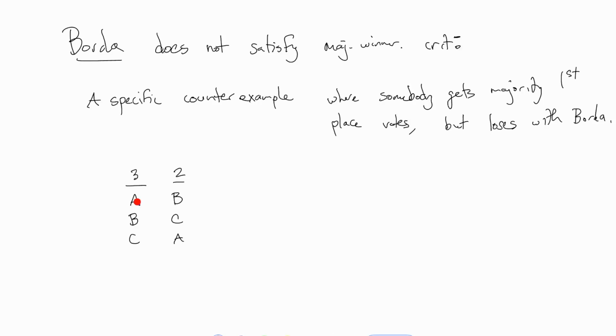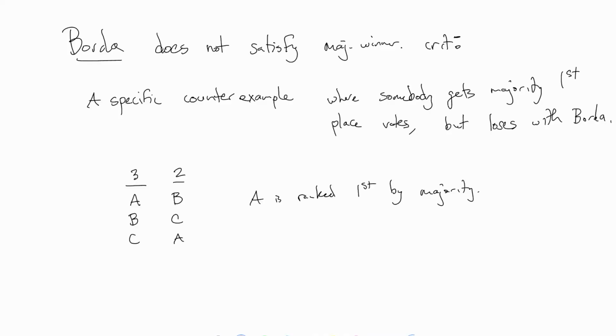Okay, first of all, A actually is ranked in the first place by a majority, right? 3 versus 2. So here, A is ranked first by majority. But actually, when you add up the points, you'll see that A doesn't win. And the reason A doesn't win is because the other voters put A last, so A is going to get 0 points here, and B is going to get a lot of points. And when you add up the numbers, you'll see that B actually gets more than A.